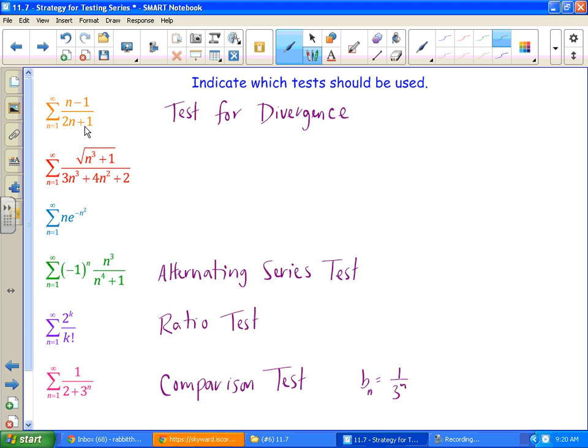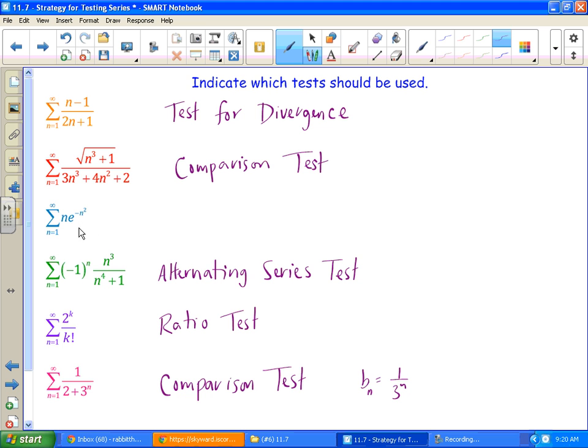So, test for divergence. Everyone see that? When you take the limit, it doesn't go to zero. For the next one, it has to be the comparison because there's a lot of highest degree stuff with each of them, right? Which is a comparison test. So I would probably do a comparison there as well. It doesn't mean these are always going to work right away, but at least we're starting to identify which ones we should.